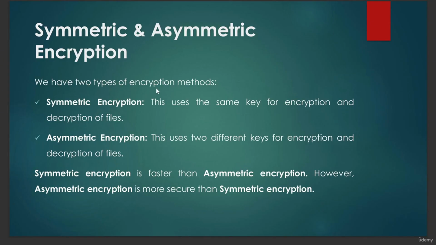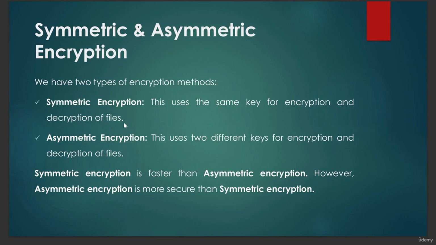All right, so let's move in. Now we have two types of encryption methods, all right? From the previous video, we talked about encryption and decryption, right? So now under encryption, we have two types: symmetric encryption and asymmetric encryption. Symmetric encryption uses the same key for encryption and decryption of files.